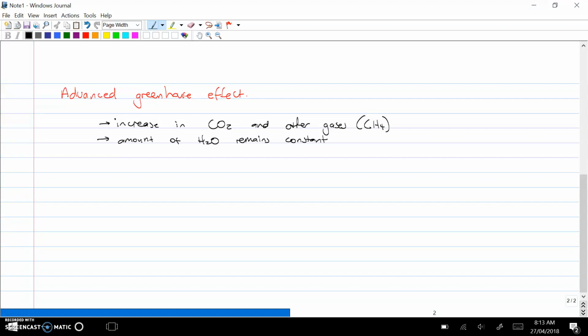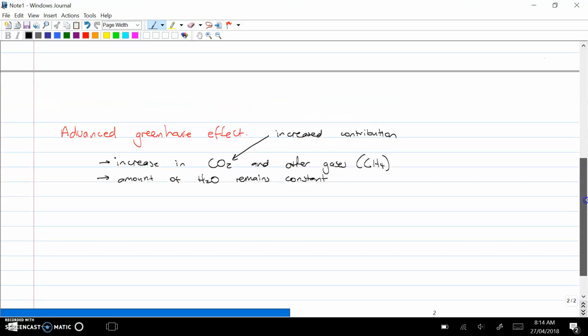So in terms of the advanced greenhouse effect, we're seeing an increase in the contribution of carbon dioxide. Water vapor, though, is still the main greenhouse gas because it makes the largest contribution. But because we have increased amounts of carbon dioxide for plenty of different reasons, the role of carbon dioxide has increased proportionally.